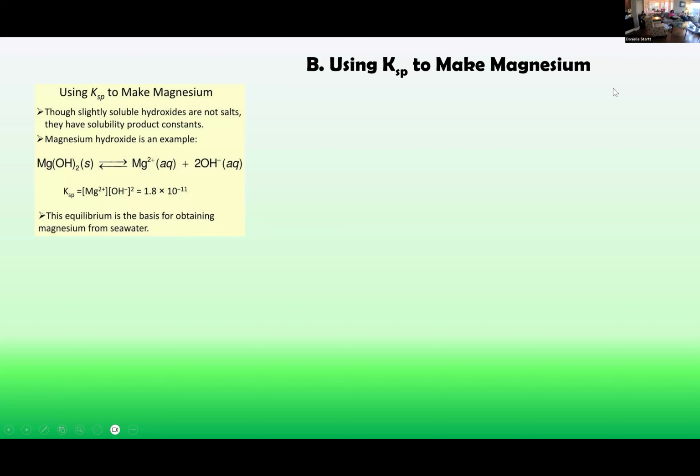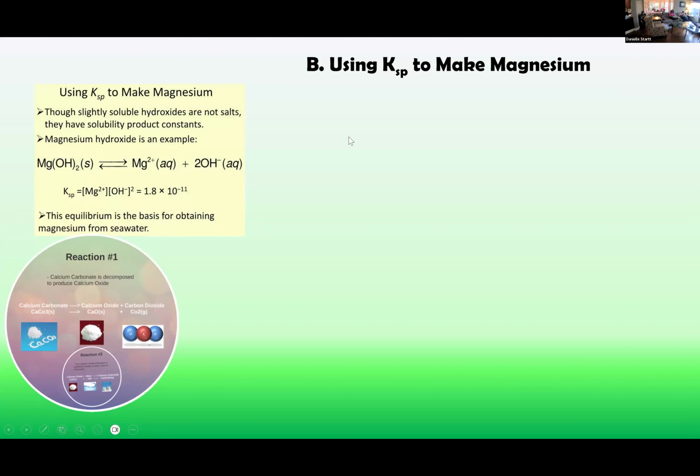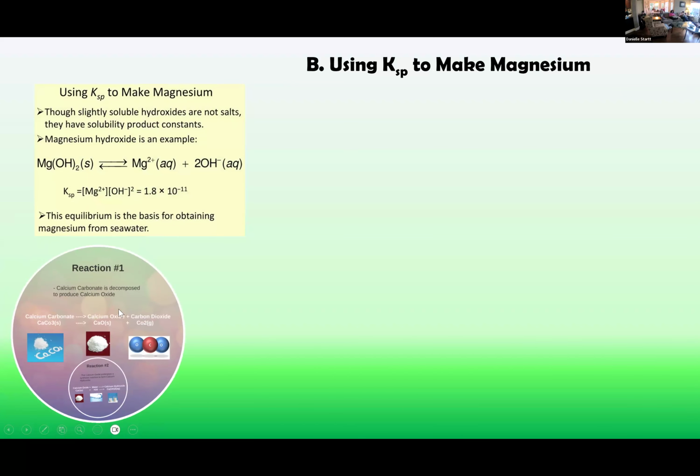So how do we use it? Here's a way we use it: in making magnesium. There's a process, and this is one way to do it. You would first take calcium carbonate and decompose it into calcium oxide. So it's going to break down into its constituent parts. It's a decomposition reaction: you have calcium carbonate and it becomes calcium oxide plus carbon dioxide.